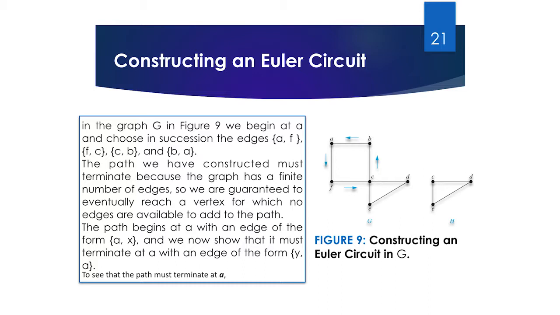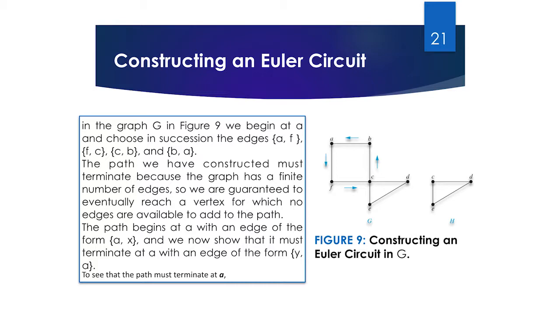In the graph G in figure 9, we begin at A and choose in succession the edges A to F, F to C, C to B, and B to A. The path we have constructed must terminate because the graph has a finite number of edges. So we are guaranteed to eventually reach a vertex for which no edges are available to add to the path. The path begins at A with an edge of the form A and X, and we now show that it must terminate at A with an edge of the form Y and A.